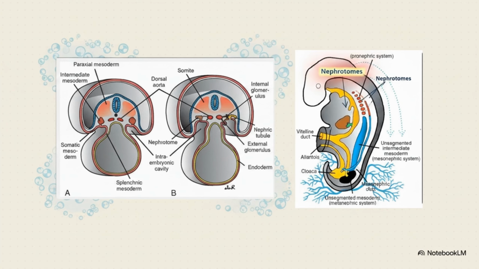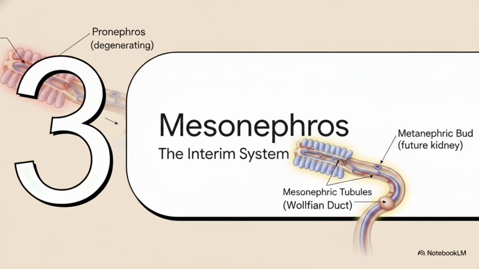nephric tubule. But, and here is the key fact for your exams, this first system is entirely rudimentary. It is completely non-functional in humans. And by the end of the 4th week, poof, all indications of this pronephric system have disappeared entirely. It basically paves the way and then just vanishes. Which brings us to section 3, mesonephros, the interim system.